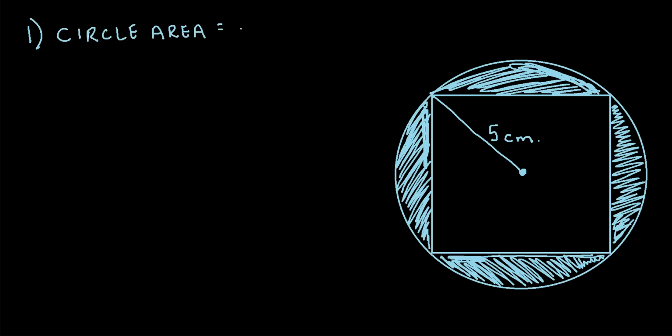The formula to find the area of a circle is pi r squared, where r is the radius. One thing we'll notice is that the vertex of this square right here perfectly touches the outside of the circle. So that means that this distance right here of 5 centimeters is actually the radius of the circle as well. So if the radius is 5, we can plug that in for the radius. So we get pi times 5 squared. 5 squared is 25, so we get 25 pi. So that's the area of the circle.